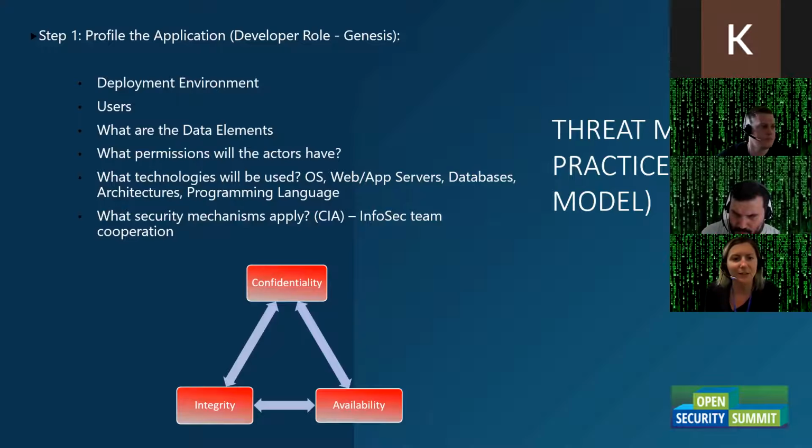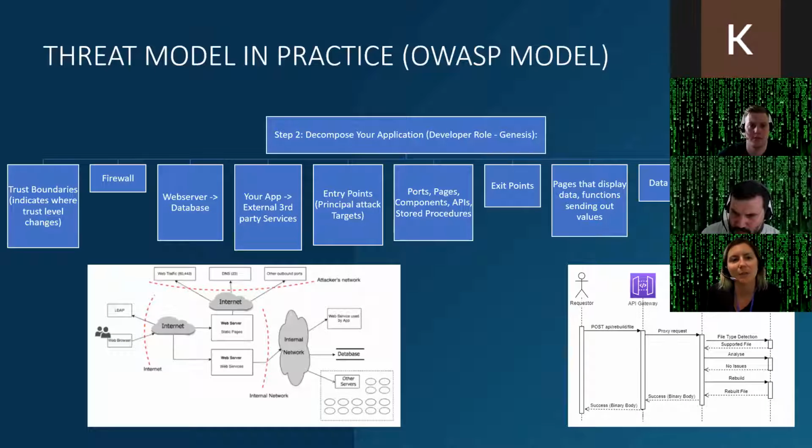Because if a client is not so fussed about availability, but they care a lot about confidentiality, we're going to implement different measures, different controls to mitigate some of the threats that we find. And then number 2 is basically decomposing our application. It's just going down into the nitty-gritty of it.